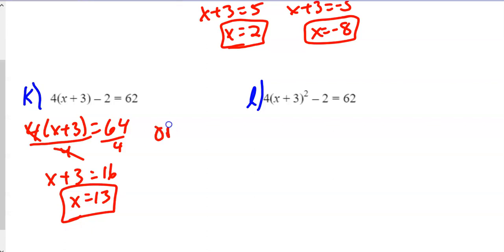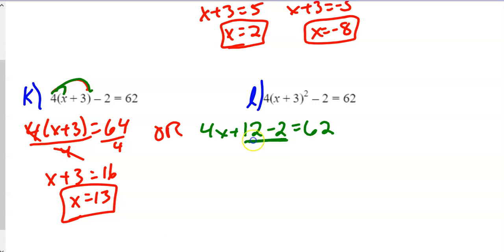The other way is to distribute. So go ahead and distribute the, let me change colors here. Distribute the 4. So I get 4x plus 12 minus 2 equals 62. So here I'd go ahead and simplify on this left-hand side. Then I would undo my operations by subtracting the 10.